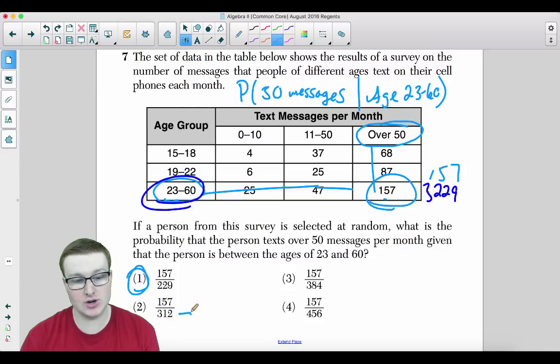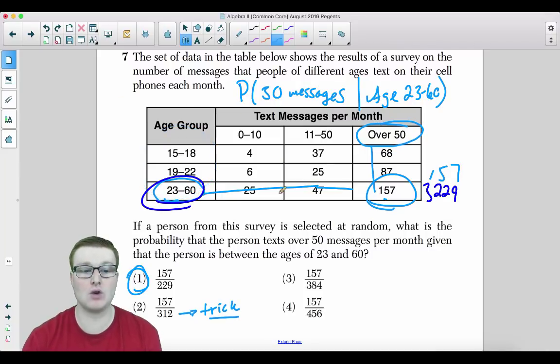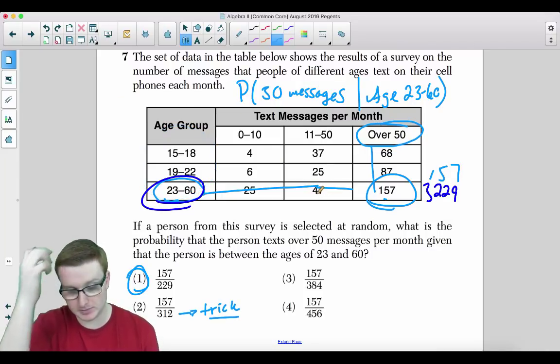That 312 is a trick answer. It's a trick answer because they were going to see if you would add these numbers together. But that's not right, because these are for all of the age groups. If you add up that column, you should instead be adding up the row of the 23 to 60 age group.